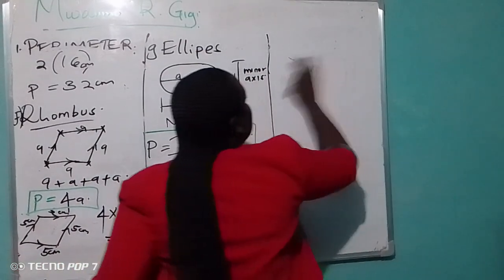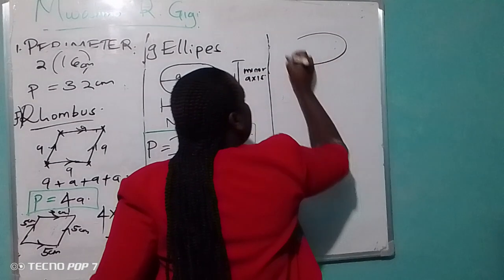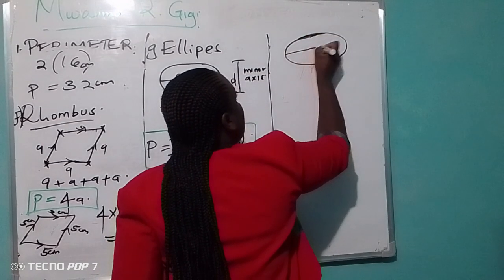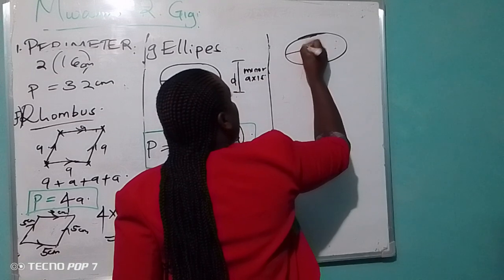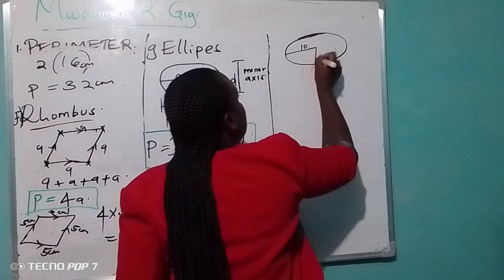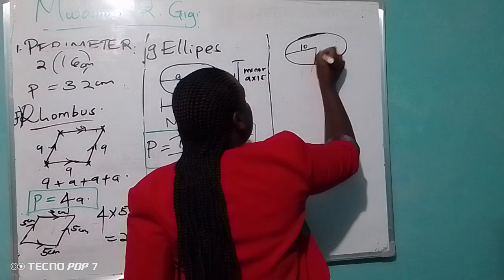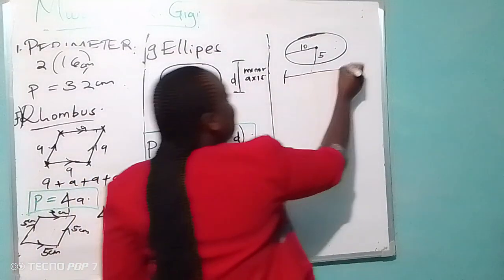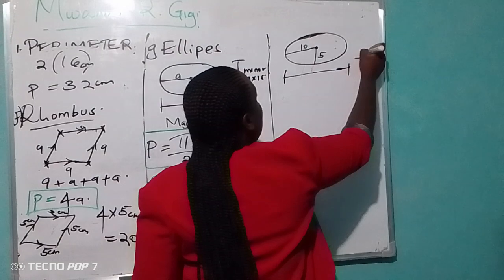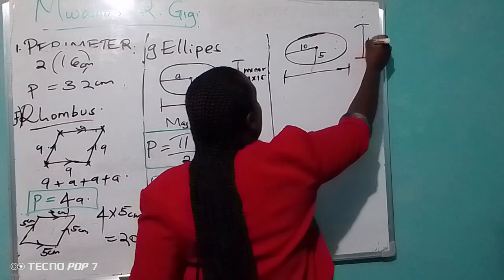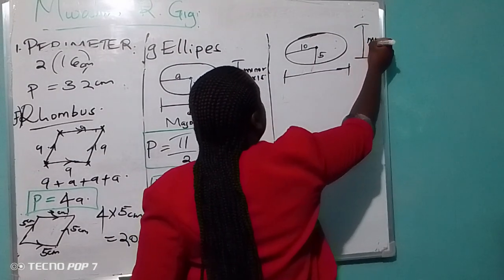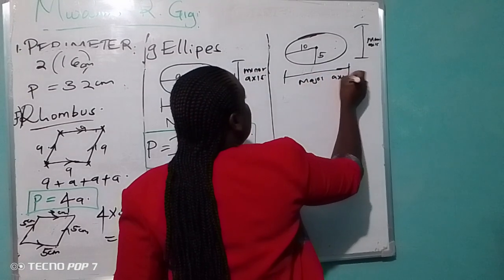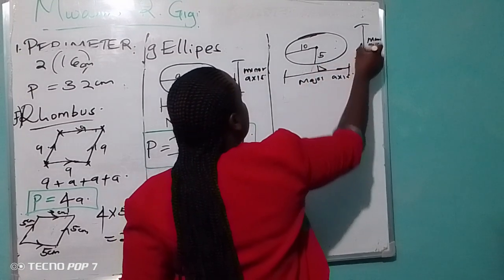Kitu inachora ki oval kingine inafaa ikuwe ki oval. For example, we are given 10 and this is 5. We know the major axis. This is the major axis and this is the minor axis. This is the major axis. This is D, this one is D.